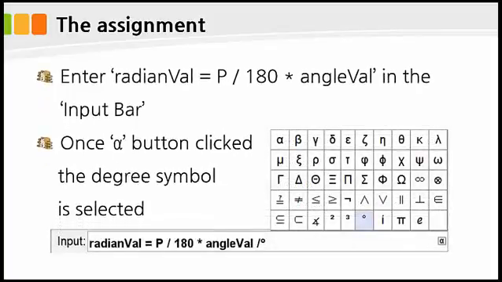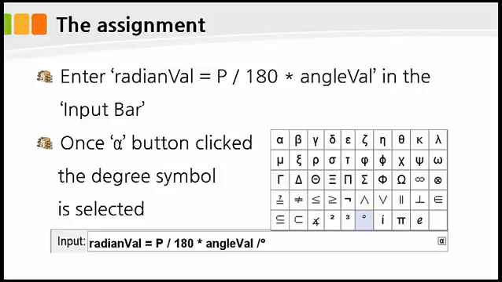Now, the calculated radian value will be entered in the variable named radian val. Since we studied the formula to find radians previously, we will enter the formula as is. Enter radian val equals p/180 asterisk angle val in the input bar as shown in the figure.